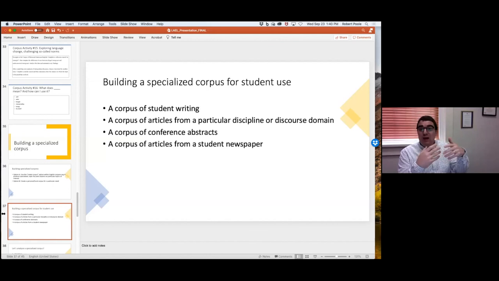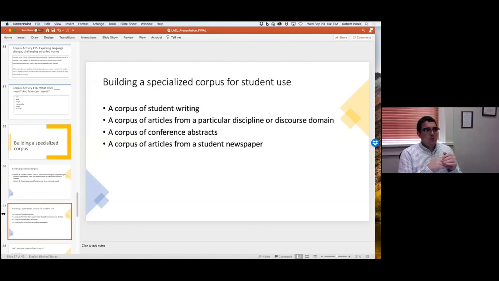So it's great to see those patterns in the COCA, in the academic subregister, but maybe giving them similar patterns within student writing from their very class, that model might be more useful, more powerful for that student at the moment. Sometimes building that local corpus allows us to provide immediate, timely, relevant information to a student at exactly the moment where they need it. So that's one of the powers of having that small corpus.